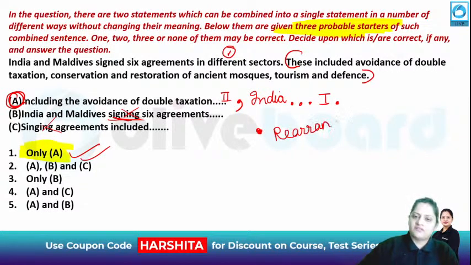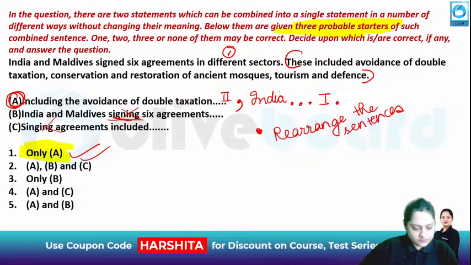It is not that only one will come first. So you can rearrange the sentences. It can be that the second sentence comes first, then one, or the first one comes initially, then the second one. You can rearrange that. Okay.